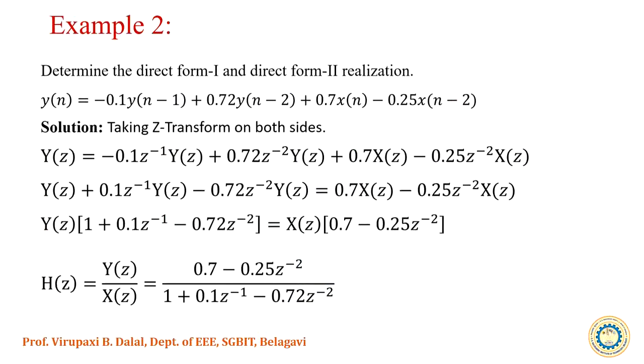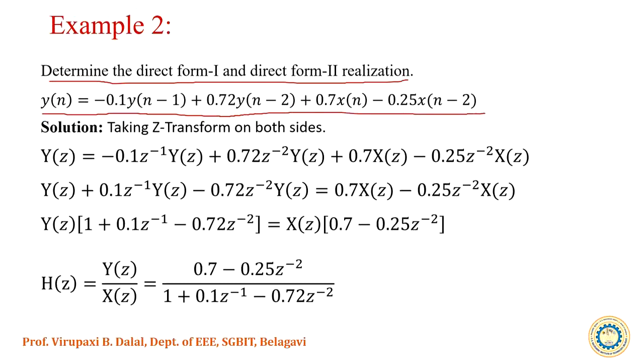Let us take another example. Determine the direct form 1 and direct form 2 realization. The given difference equation is y of n is equal to minus 0.1 y of n minus 1, plus 0.72 y of n minus 2, plus 0.7 x of n minus 0.25 x of n minus 2.